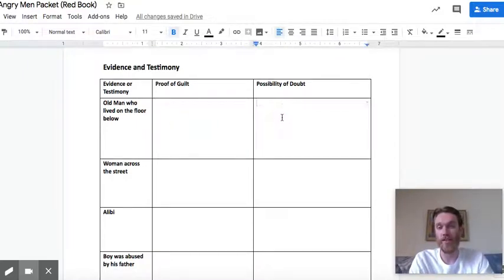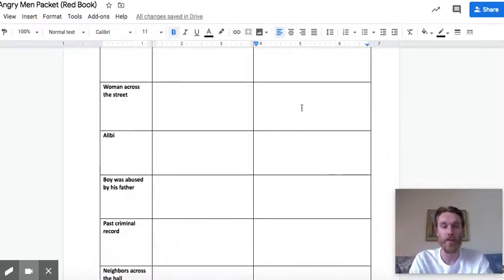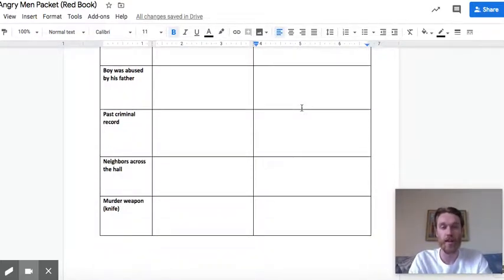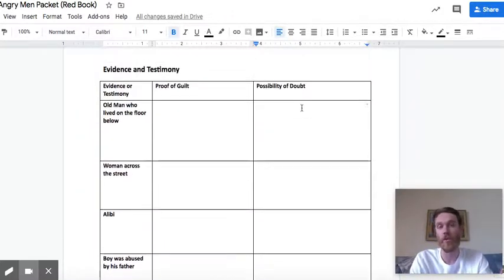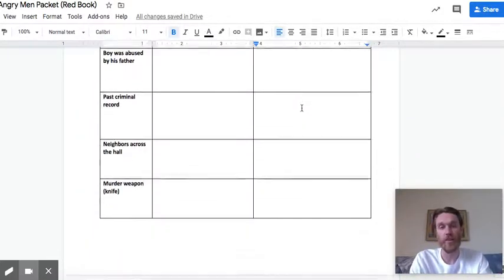The second or the third column over, possibility of doubt. Later in the play, they'll start going over, is there a reason that we should doubt this testimony and doubt that it proves the person is guilty? So that's what we're going to write down in this column. Again, it will make more sense as we go, but that's what this section is for, is really for collecting and organizing that evidence and the things they talk through in the jury room.